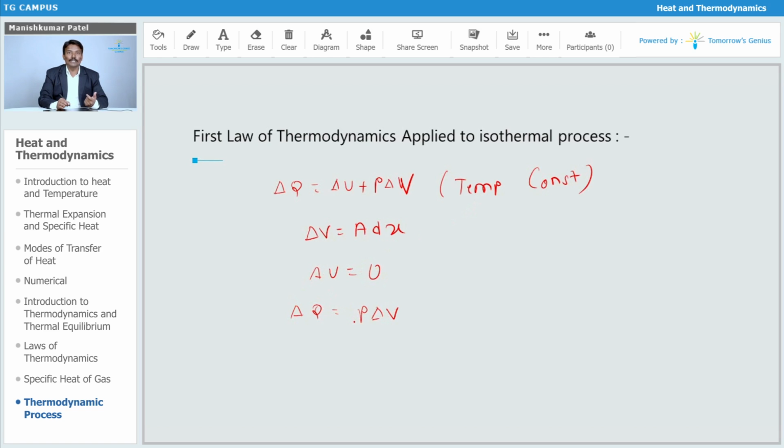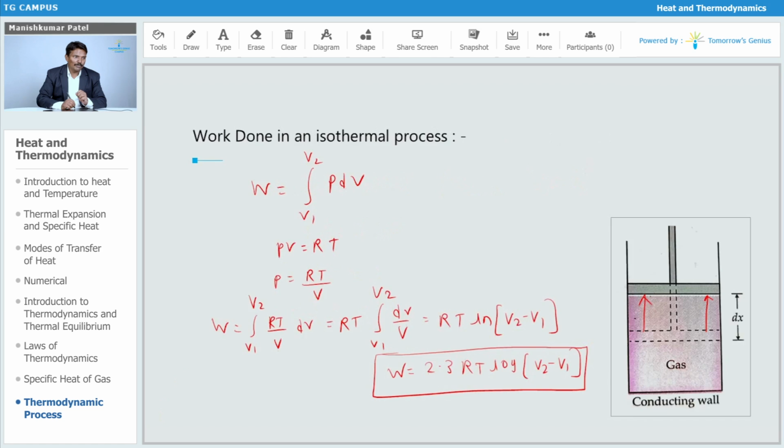One more thing: if you compress the gas slowly, the work done is negative, so delta Q is less than 0 in case of compression. In case of expansion, the work done is positive, so delta Q is positive. This is how it works in case of compression as well as expansion of the gas when you apply the first law of thermodynamics to the isothermal process.